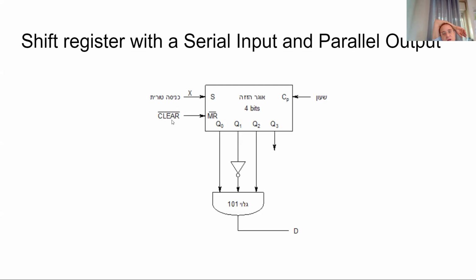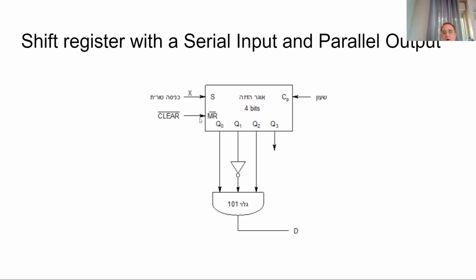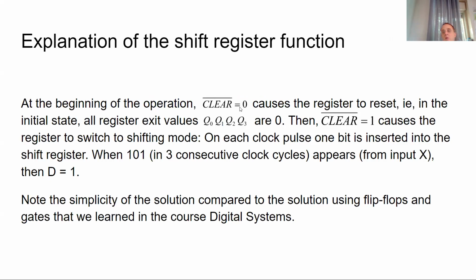which means that if clear is 1, everything will be good. It'll clear it. So this will just go directly to clear, as long as clear inverted is that. It's not enough to look at this picture to know what it means. But if clear inverted equals 0, then the register is reset, i.e., in the initial state, all register values Q are 0. But inverted clear equals 1 causes the register to switch to shifting mode. In other words, as long as you keep it in clear mode, there's no point in shifting.